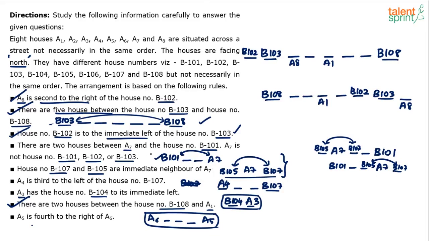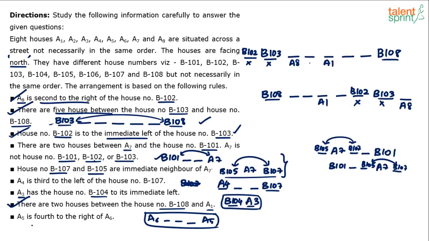See, for example, let's use A7. Let's use this point. There are two houses between A7 and 101. A7 cannot be 102 or 103. So A7 cannot come here. A7 is not 102 or 103. Here also A7 is not 102 or 103. Let's try and fix A7. So where can A7 come? A7 can come here in this position.